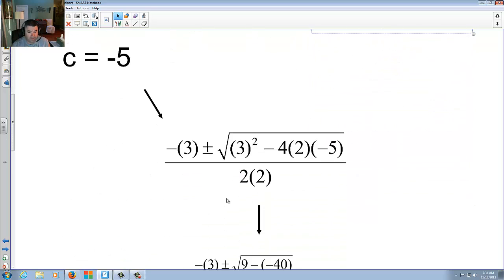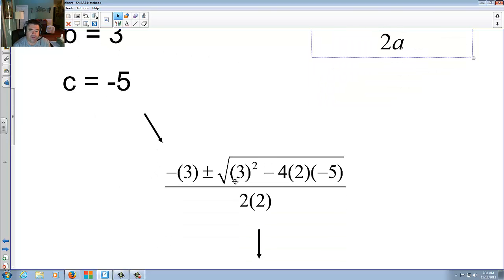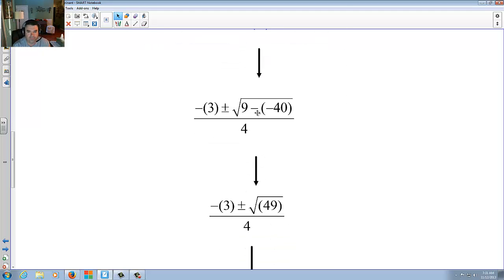So notice here that I simply replaced all the different letters with the numbers. Here, 3 squared is 9. Now what I would do is take negative 4 times 2 times negative 5. Or you can just take 4 times 2 times negative 5 and get negative 40. But notice how the two negatives make a positive. So whichever makes you feel better. Two negatives make a positive, makes 49.